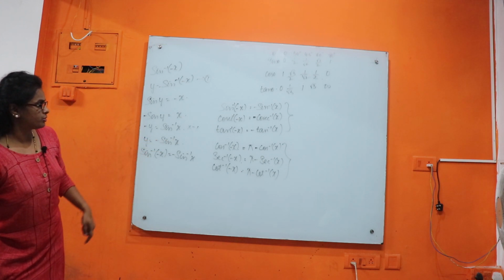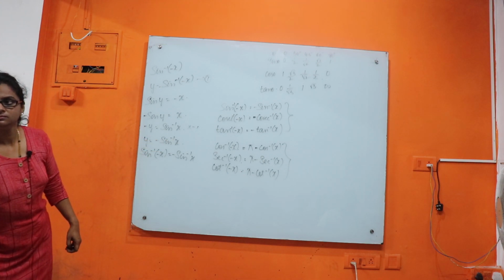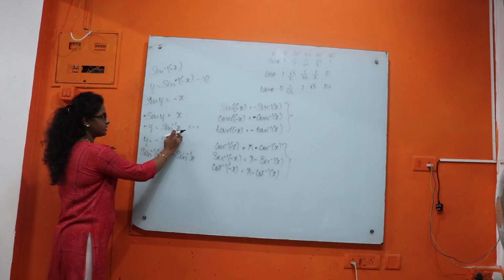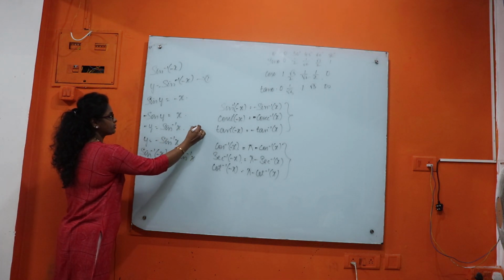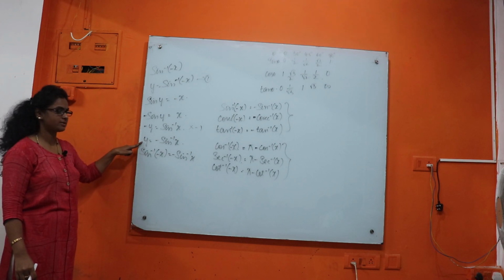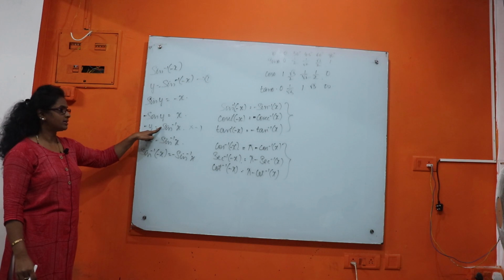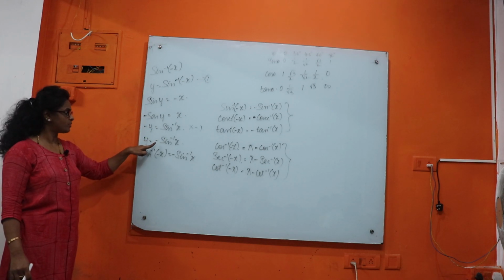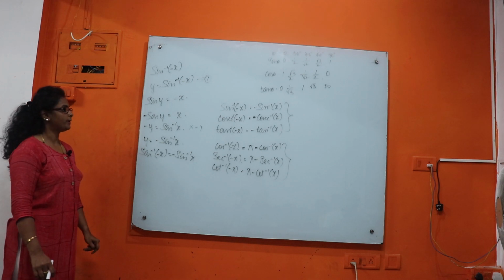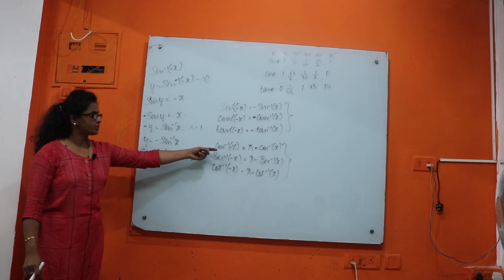Shall we move on to here dear? What did we do in the last second step? This one? Yes. I multiplied throughout with minus 1. If I multiply this with minus 1, minus into minus is plus. And what happens here? Plus into minus is what? Minus sine inverse of x. Okay. Shall we move on to this?